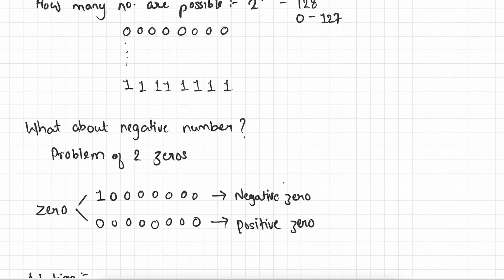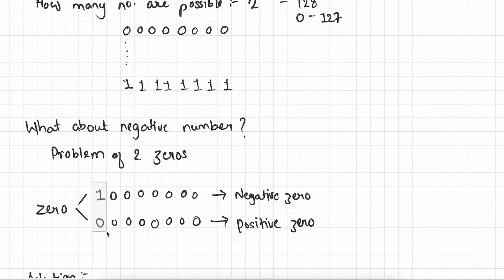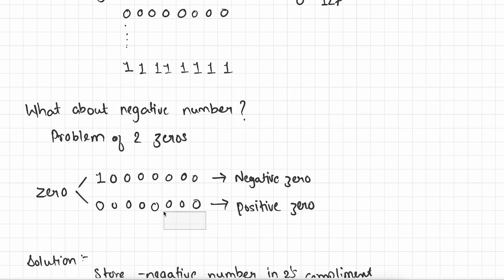So when we are going to store negative numbers, we encounter one problem, and that problem is the 2 zeros problem. Let me show you what that is. After fixing the most significant bit to represent the sign of a number, let's say I have fixed one number's bit as 1, and on the other number I have fixed this bit as 0. If I set all the remaining bits to 0, then we get 2 zeros. So this number represents negative 0 and this number represents positive 0. Okay. So now this is a problem.